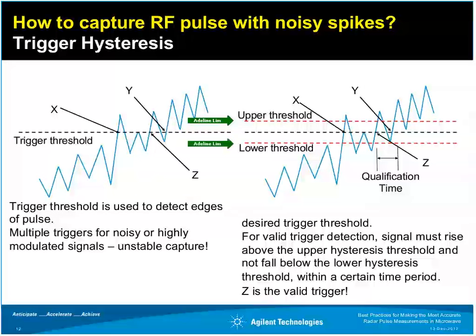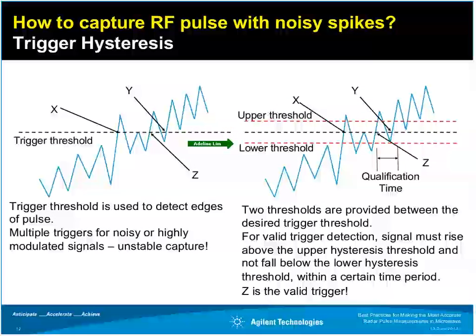For valid edge detection, the RF signal must rise above the upper hysteresis threshold and not fall below the lower hysteresis threshold within a certain time period that is known as the qualification time. The qualification time should be large enough to reject noise, but small enough not to reject genuine pulses.